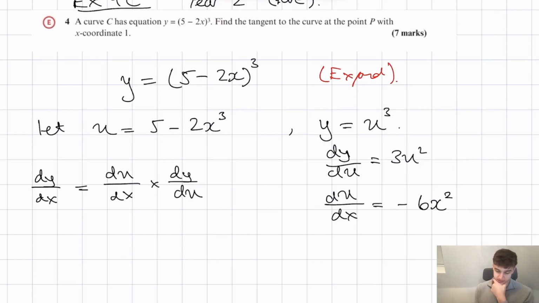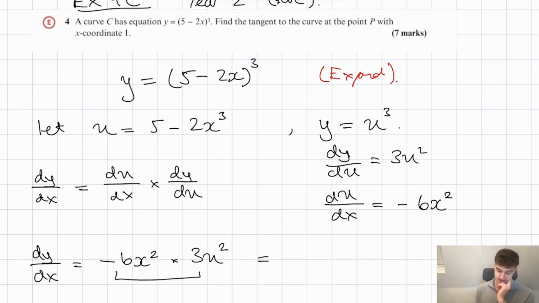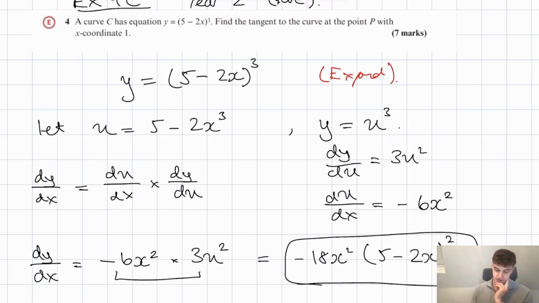So putting it all together, and maybe I'll just write in what u is already. So we're going to get dy by dx is du by dx, which is minus 6x squared, times dy by du, which is 3u squared. Okay, plugging back in for u and combining the minus 6 and 3, I'm going to get minus 18x squared, lots of 5 minus 2x squared. Okay, so that's the derivative.